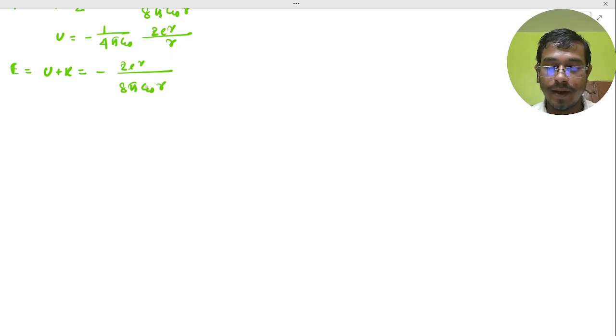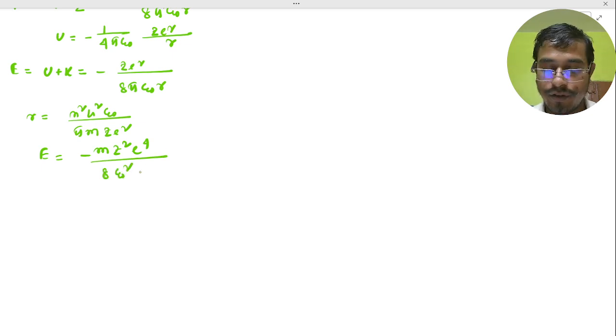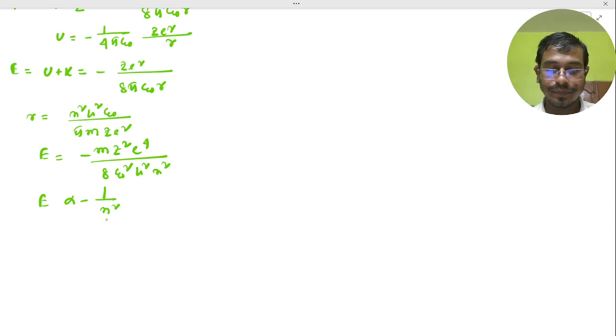Putting the value of r, that is n square h square epsilon naught divided by pi m z e square, we get the expression of energy: minus m z square e to the power 4 divided by 8 epsilon naught square h square n square. And we get the important result that energy is proportional to minus 1 by n square.